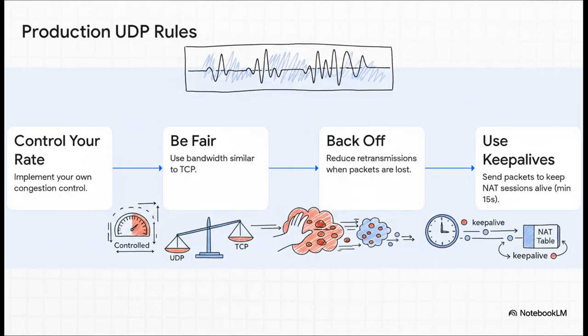If you do decide to go down this road and build on raw UDP, you have a duty to be a good citizen of the internet. The official best practices are clear. You must implement some form of congestion control. You have to be fair and try not to use more bandwidth than a TCP stream would in the same situation. You have to back off when you detect packet loss, and of course, you have to use keepalive, sending tiny packets every 15 seconds or so just to keep those fragile NAT sessions from timing out. With UDP, the burden is all on you.